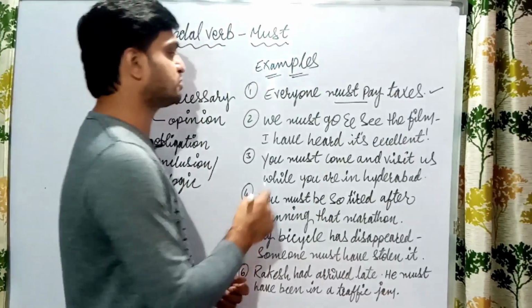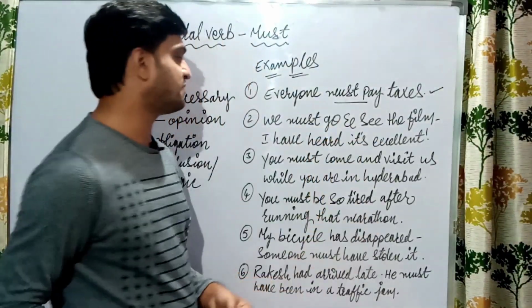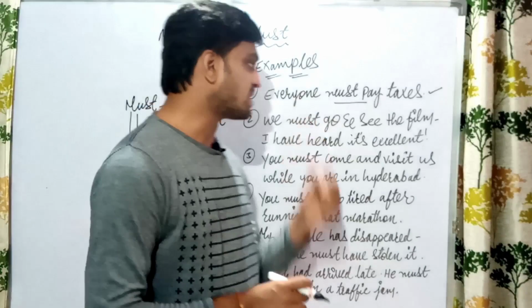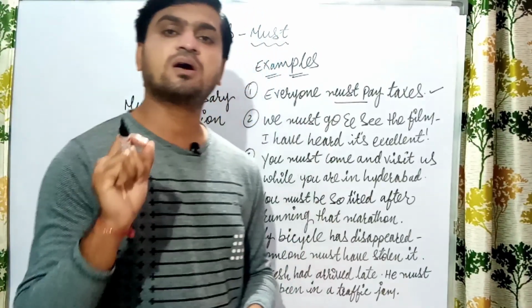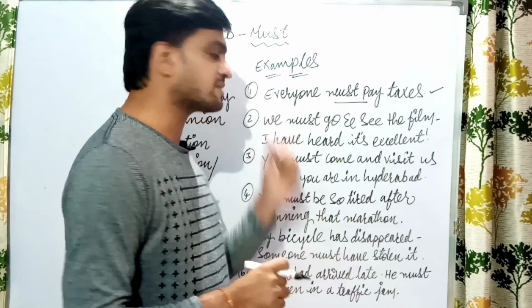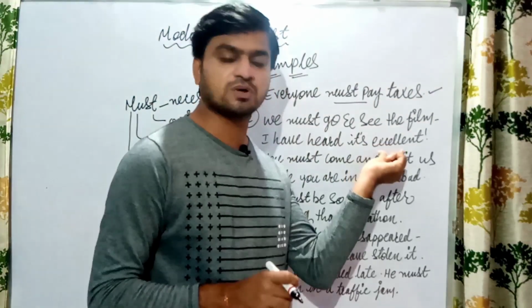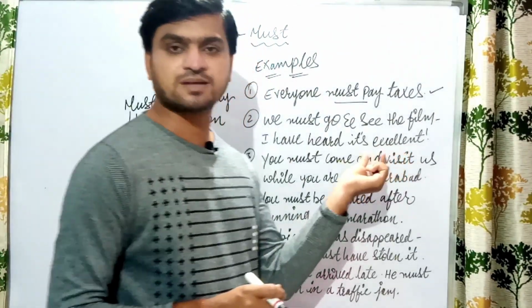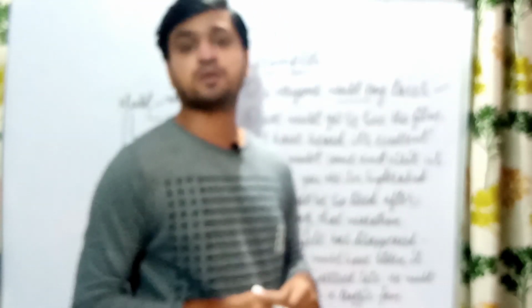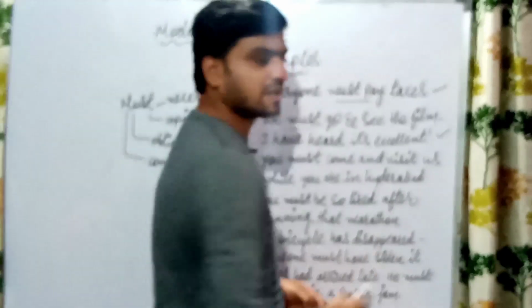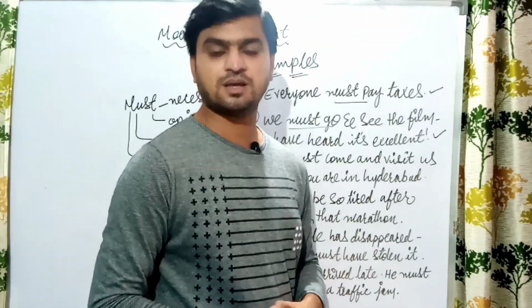And next one: we must go and see the film. I have heard it's excellent. So what is this must saying here? A strong recommendation which was gathered by a person. And what is that strong recommendation here? The film was excellent, and that person, along with one more person, is very much interested to watch that film. So here it is a strong recommendation. This example, must go, is explaining a strong recommendation to watch the film.